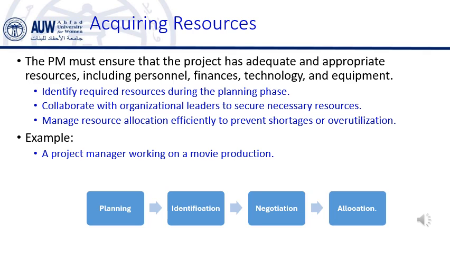Allocating resources. After securing resources, the next step is allocating them to the various tasks and team members. The PM must ensure that the right resources are assigned to the right tasks at the right time. Example. In a marketing campaign project, the PM might allocate different resources to different parts of the campaign. For instance, the design team might need additional software for creating graphics, while the marketing team might need a larger budget for advertising.